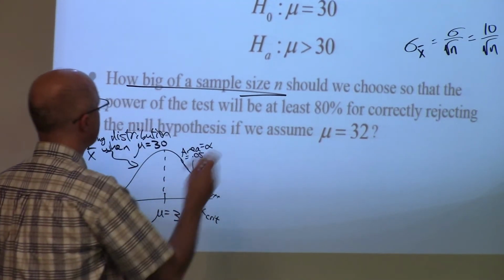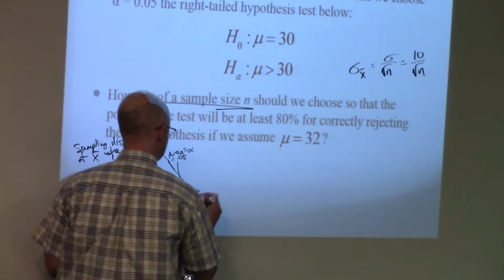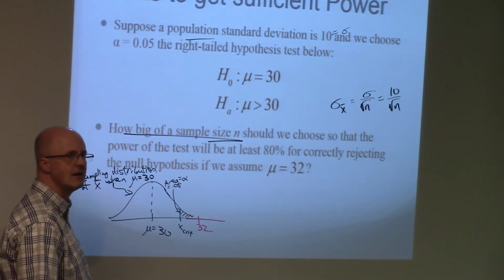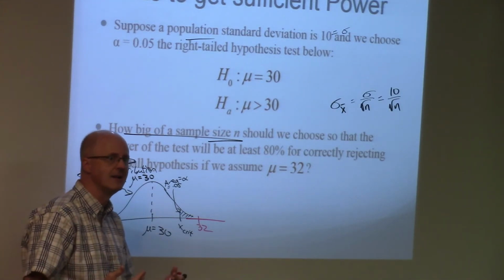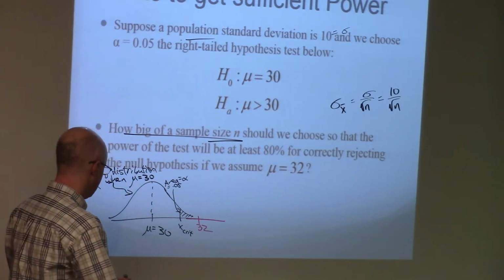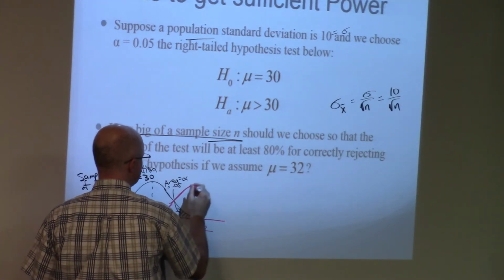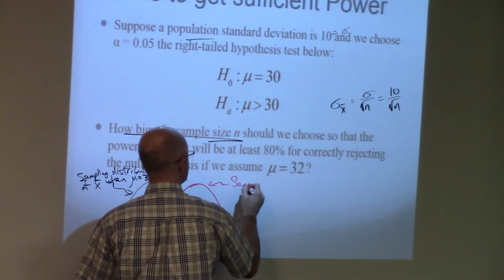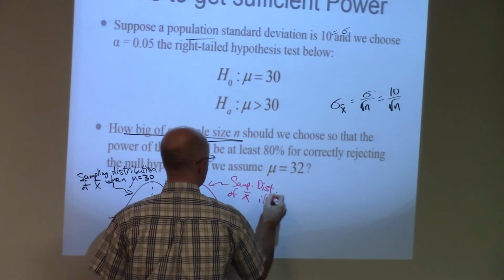We would like to calculate, again, the power of the test in this situation, assuming mu is 32. Maybe 32 is about here. Power is the probability of correctly rejecting the null when you should because it's false. We're going to assume mu is 32. The sampling distribution of x bar when mu is 32 is going to be centered on 32. So this is the sampling distribution of x bar if mu is 32.